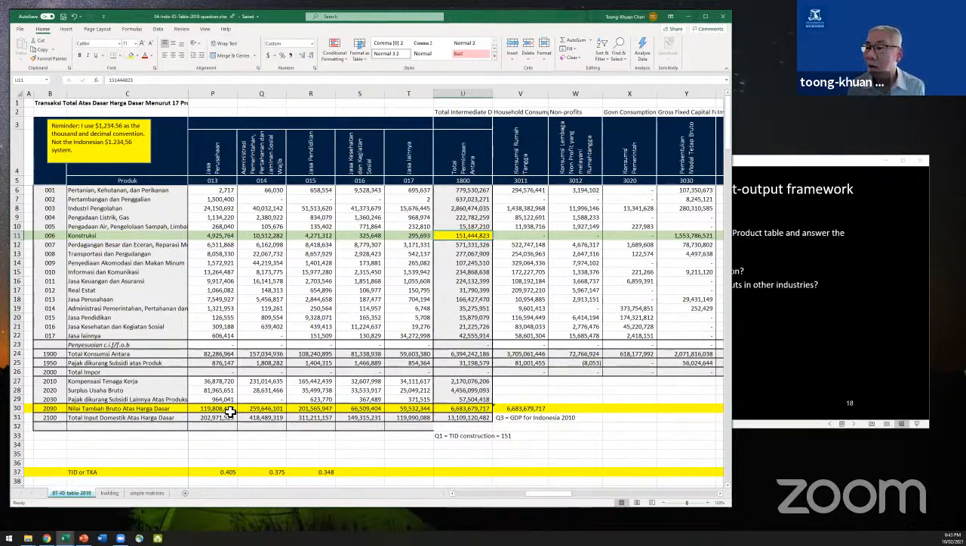So let's look at this. 4271. So 4 trillion goes into jasa pendidikan. So that is the input from construction into jasa pendidikan, which is schools. What can the construction industry do for schools?